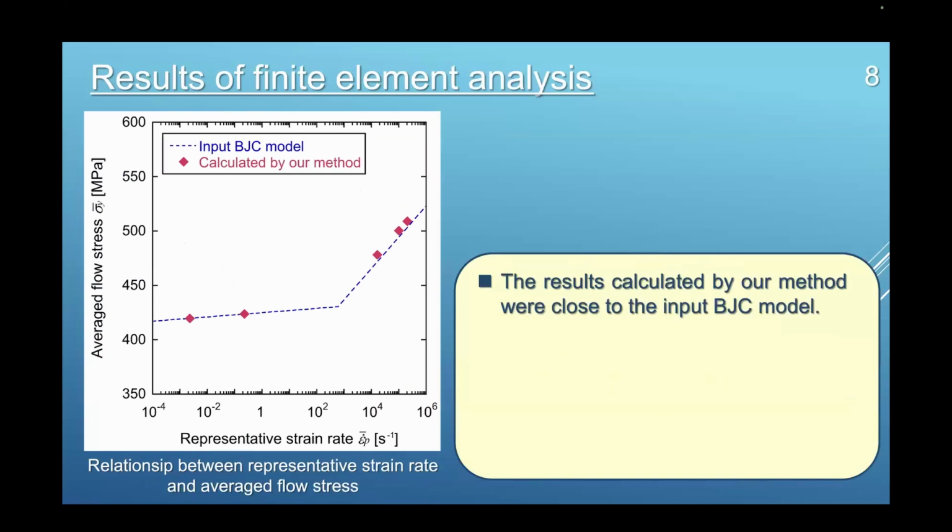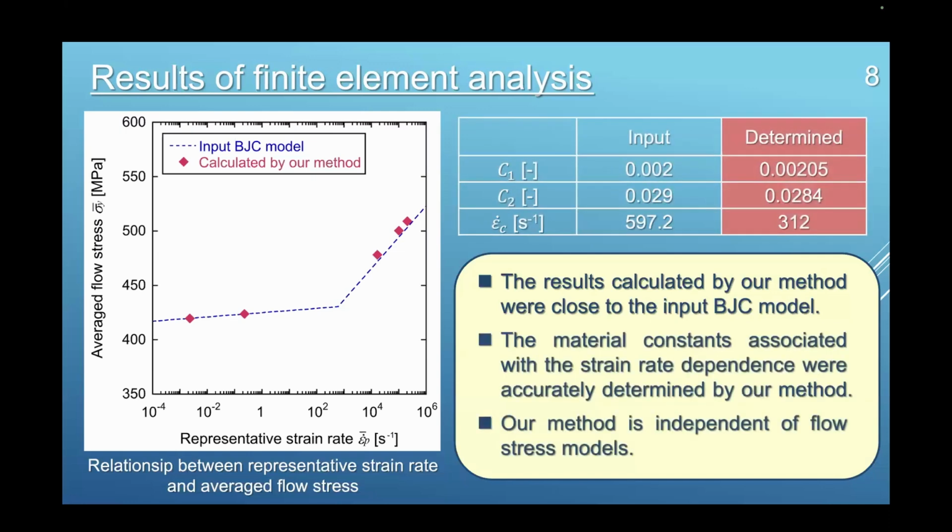This figure shows the relationship between the representative strain rate and the average flow stress. The blue dashed line is the input BJC model. These 2 points were calculated from the indentation analysis, and these 3 points were calculated from the ball impact analysis. As you can see, these values were close to the input BJC model.